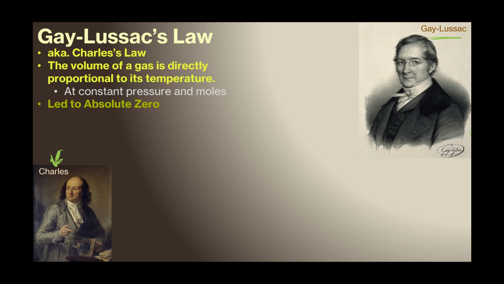Gay-Lussac is telling us that the volume of a gas is directly proportional to its temperature. This is Kelvin temperature, at constant pressure and moles. So we can say that the volume is directly proportional to the temperature, which would mean that the volume divided by the temperature is a constant. So if we were comparing situations, we would say that V1 over T1 is equal to V2 over T2. Again, we're not going to have to do it that way, but you could do it that way if you knew that the pressure and the moles were going to be constant.